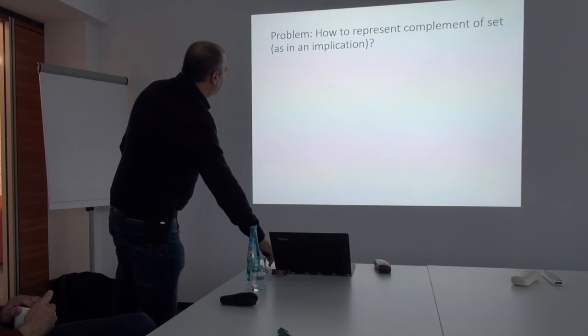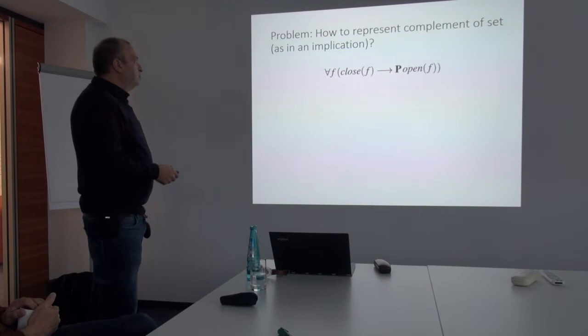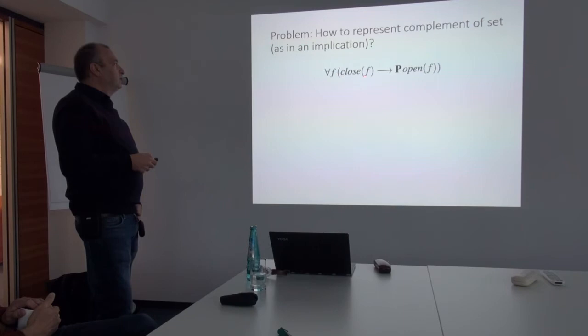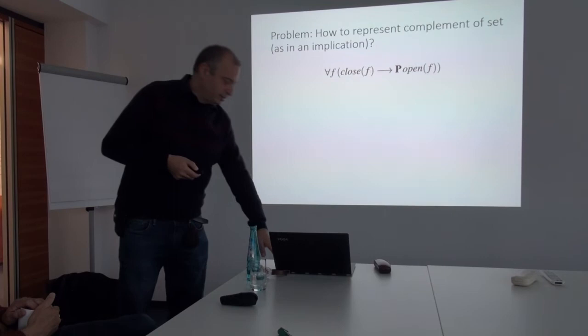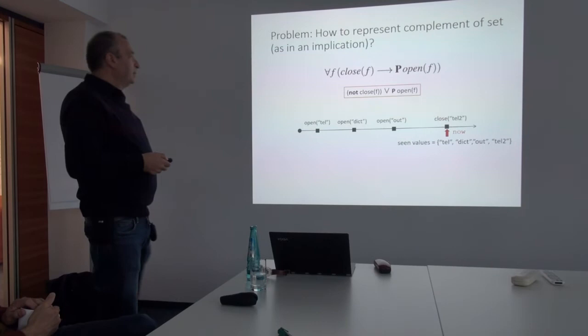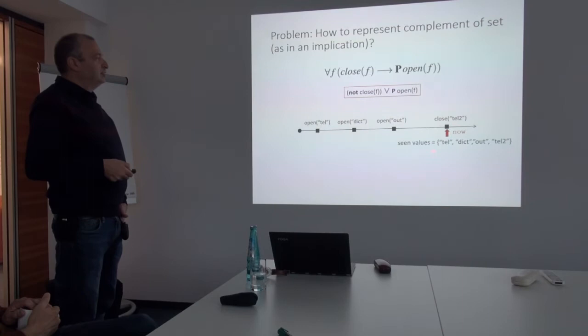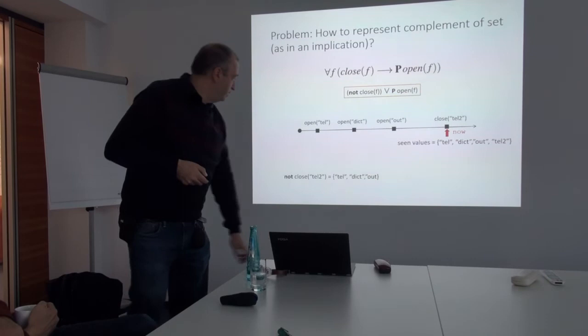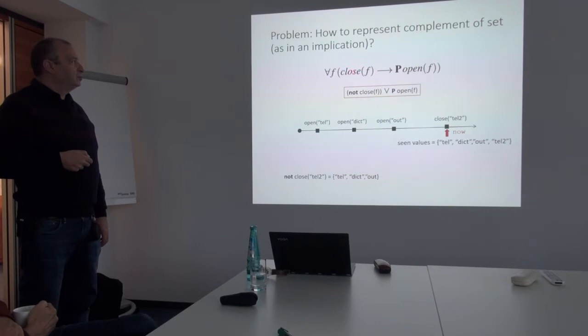Okay, how am I going to complement the set? If you look at this formula, an implication is in fact not closed F or P open F. So an implication inherently contains a complementation. Right. So let's see what happened. These are the values that I saw so far, some I saw with closed and some I saw with open. And what I need to say is not closed, all the values which are not closed, okay?